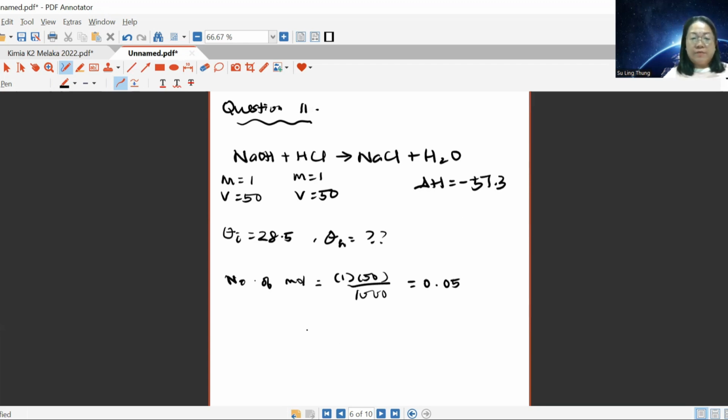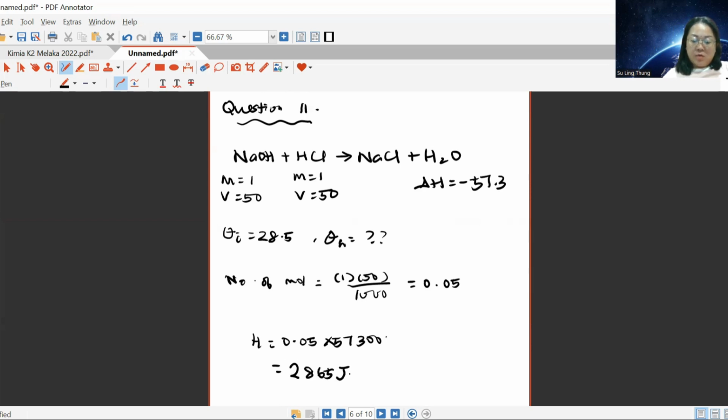Okay, 0.05 mole. So in other words now, your delta H is 57.3 kilojoule for 1 mole. So 0.05 mole produces how much heat? That is why we take 0.05 times 57,300, reconverting it back to joule, because when we first calculated our mc theta, it was in joule form. That is how you get 2865 joule.